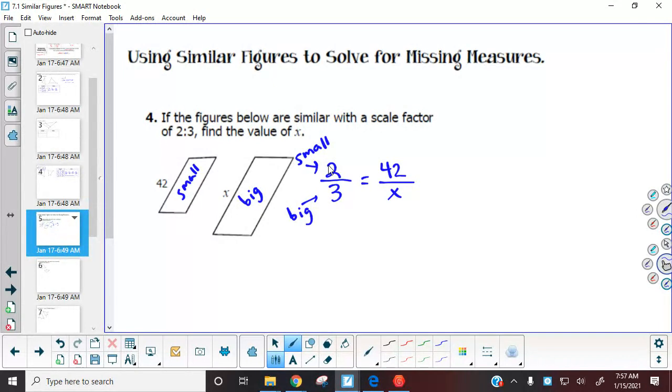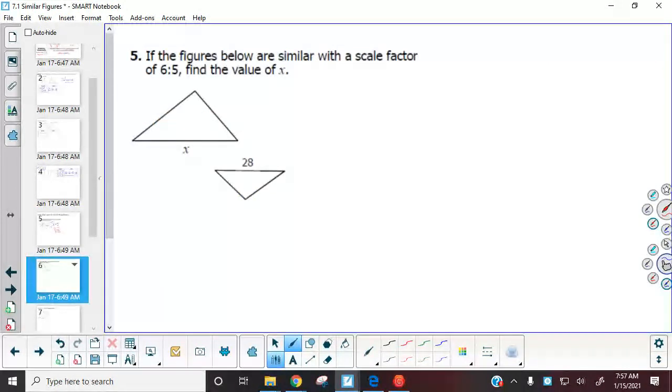And so from here, we can just cross multiply. So you have 2x equals 42 times 3. And 42 times 3 is going to give us a value of 126. Then when we divide by 2, you get a value of 63. Okay. When you look at this one, I'm going to let you guys try out number 5 for yourself.